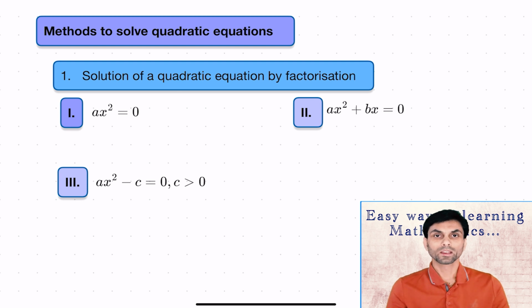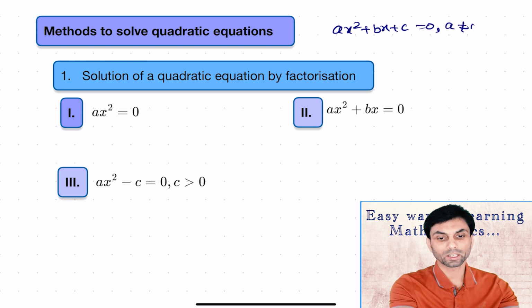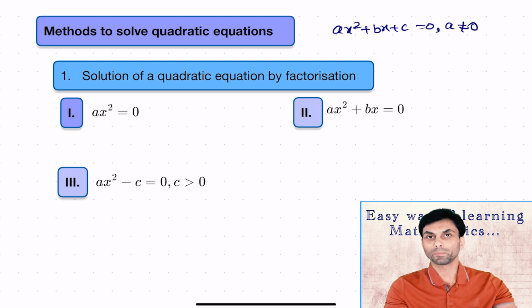Now here, we know that the quadratic equation is of the form ax square plus bx plus c equals 0, where a is not equal to 0. Now if a is not equal to 0, then what are the other possibilities? In that case, if I talk about ax square plus bx plus c equals 0 where a is not equal to 0, then either b will be 0 or c will be 0 or both will be 0 or none of them will be 0. So let's talk about the different cases.